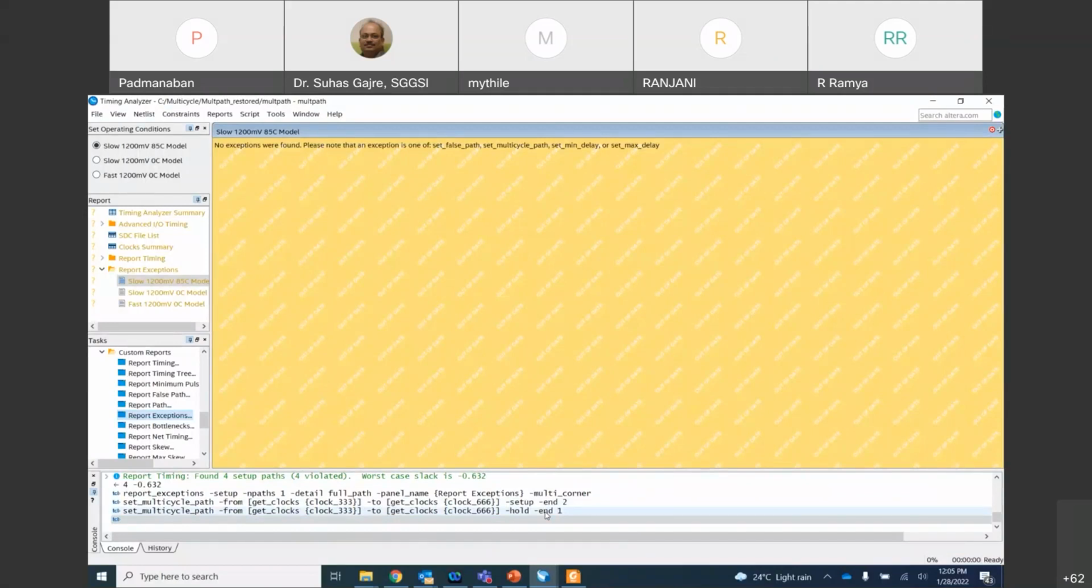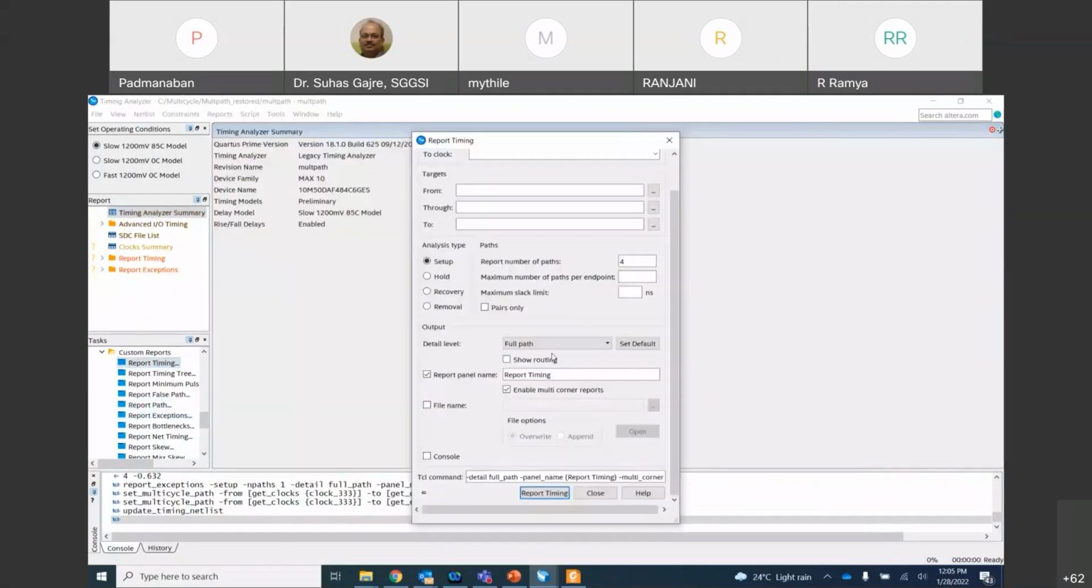Now, after applying these constraints, what we are supposed to do is check whether the design is meeting timing or not. Just give report timing and say report timing.